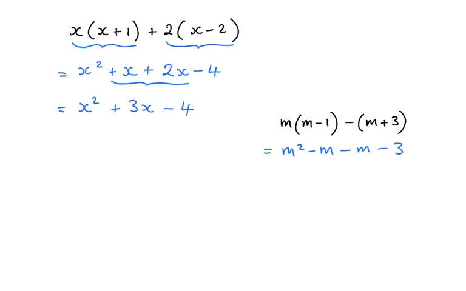And once again, we have like terms to collect. And these are m squared terms, m terms, and integers. So that becomes m squared minus 2m minus 3. And there you have it.